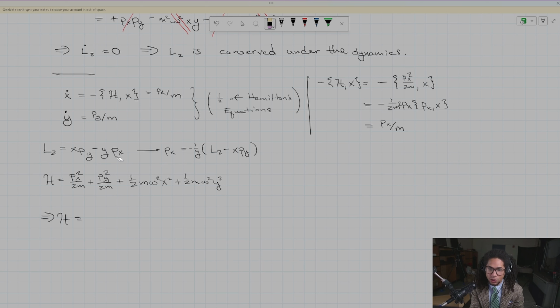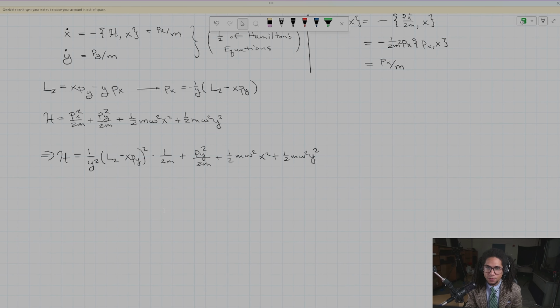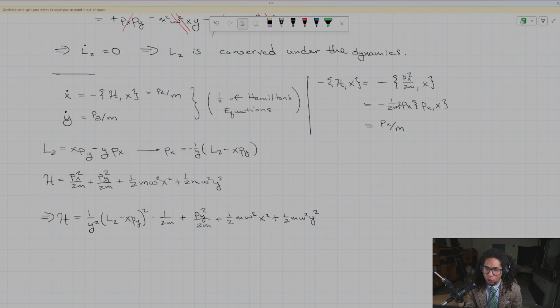H is now equal to 1 over y squared, LZ minus xpy quantity squared, times 1 over 2m, plus py squared over 2m plus 1/2 m omega squared x squared plus 1/2 m omega squared y squared. Good. Okay, now my goal here is to solve for py in terms of everything else. All right.